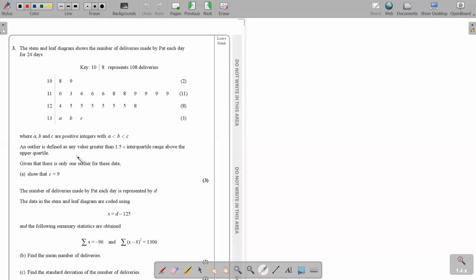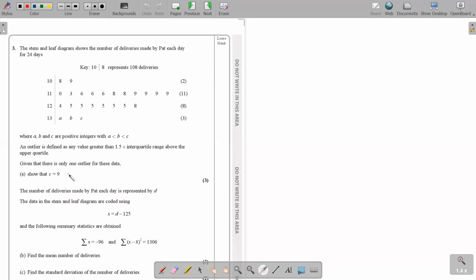And an outlier is defined as any value greater than 1.5 times the interquartile range above the upper quartile. So you know about these limits, right? We always have two limits. If you go above the upper limit, it's an outlier. If you have a value less than the lower limit, it's also an outlier. So they have told you an outlier is any value greater than 1.5 times the IQR.